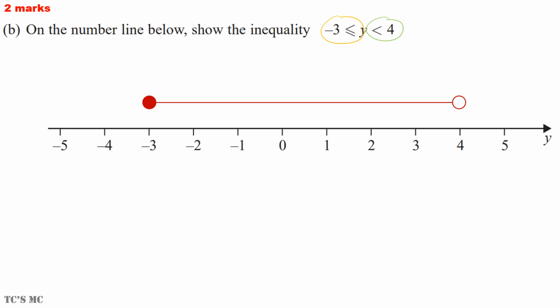If we have a line joining up points from -3 to 4, we get 1 mark. If the circle above -3 is filled in and the circle above 4 is empty, we get a 2nd mark.